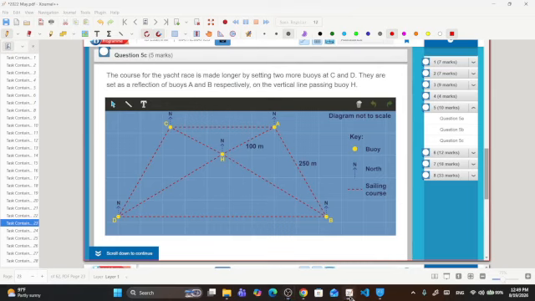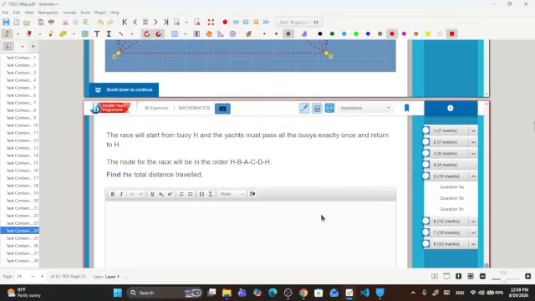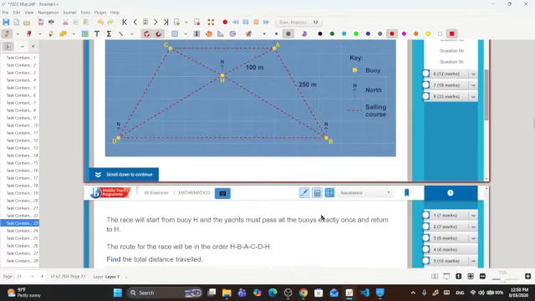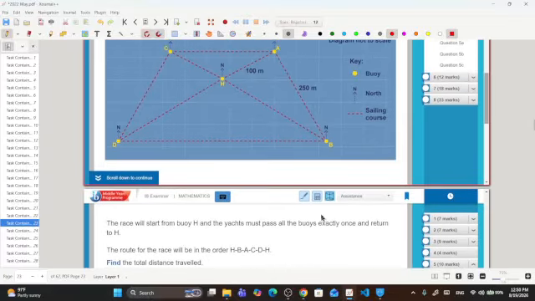The next part says the course for the yacht race is made longer by setting two more buoys at C and D. They are set as a reflection of buoys A and B respectively on the vertical line passing buoy H. What are we supposed to find? The race will start from buoy H, and the yachts must pass all the buoys exactly once and return to H. The route for the race will be in order H to B, then A, then C, then D, then H. That's how it essentially moves. Find the total distance traveled.